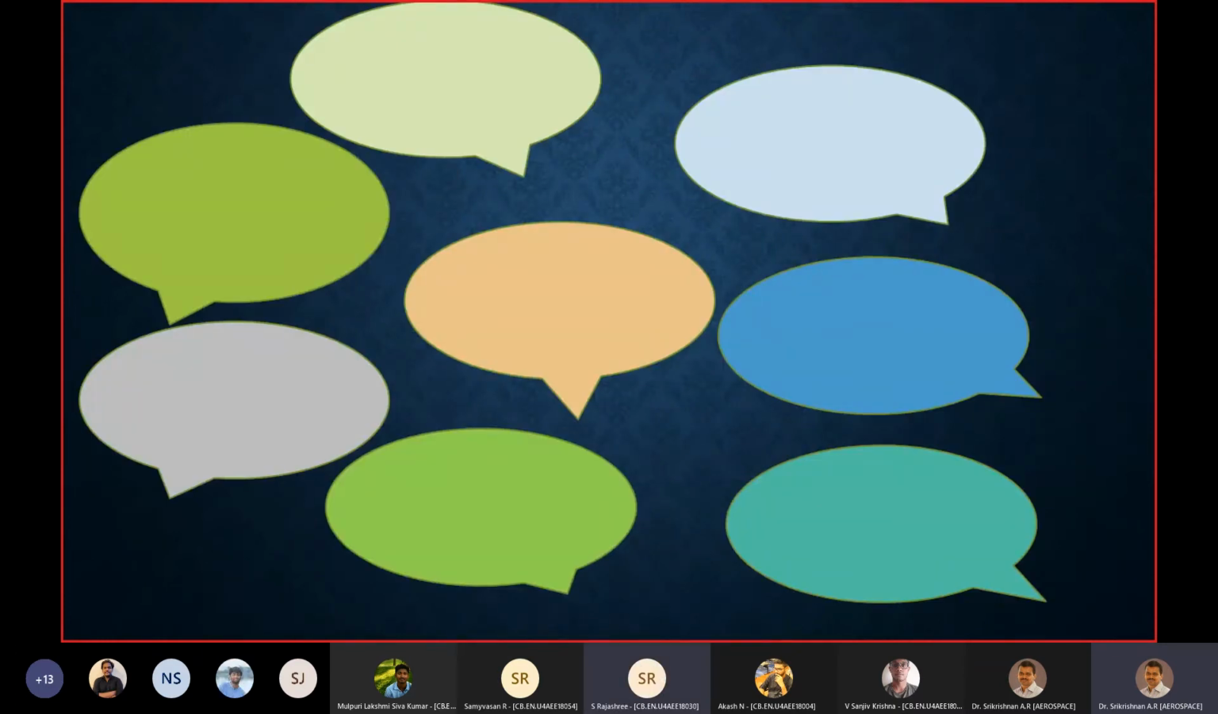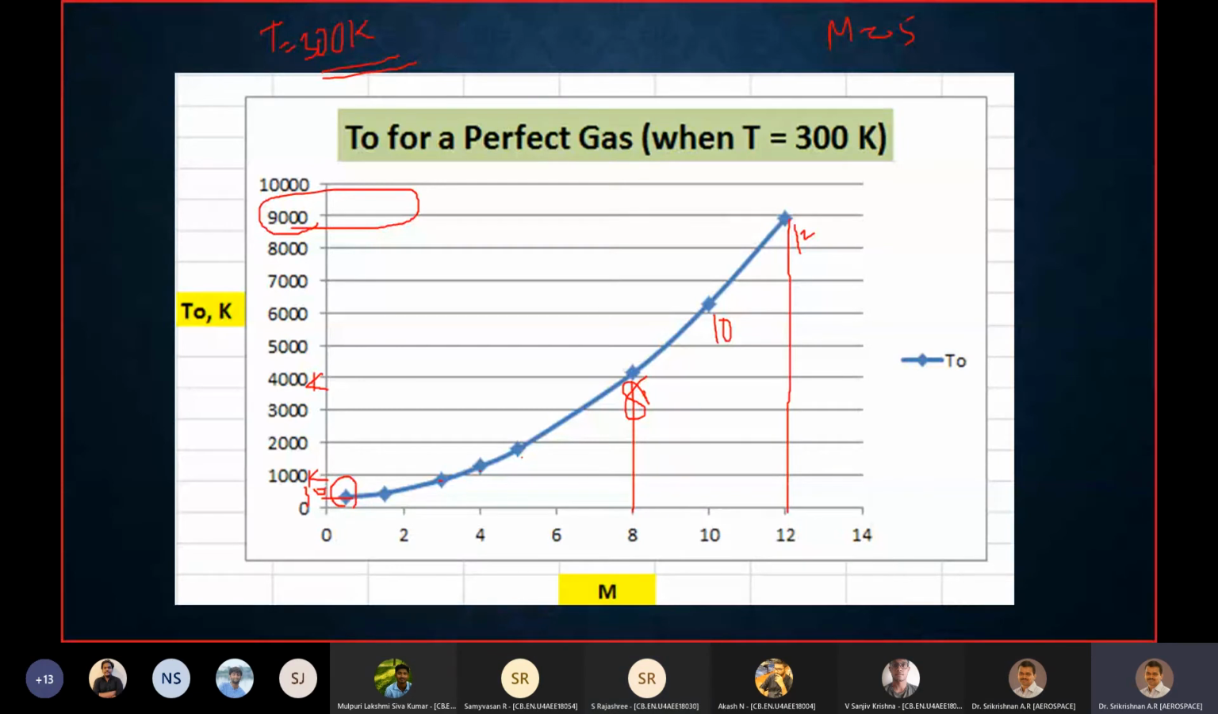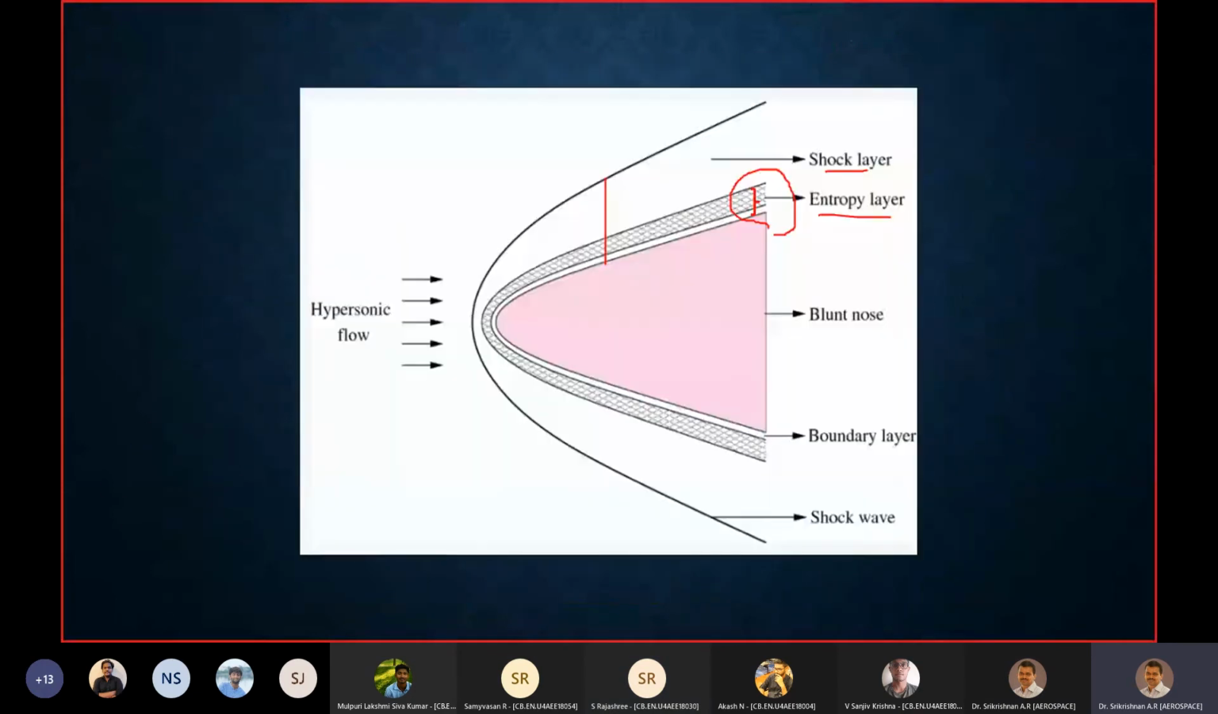Excuse me, sir. Can you go to one of the previous slides, the one with the bow shock? Yeah, this one. Here we are marking a small region as the entropy layer, right? Won't there be an entropy gradient within the shock layer too? Because it's still a bow shock, right? Yes, you are very correct.